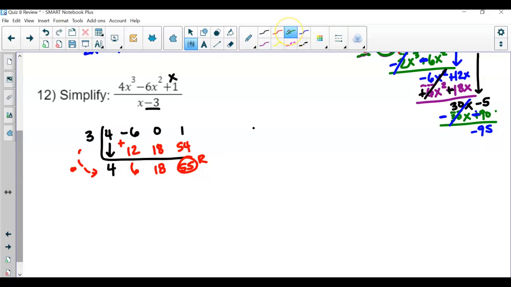So the final answer, remember here, if I started at x cubed, then we start at x squared. So this is 4x squared plus 6x plus 18. Don't forget the remainder, plus 55 over x minus 3.